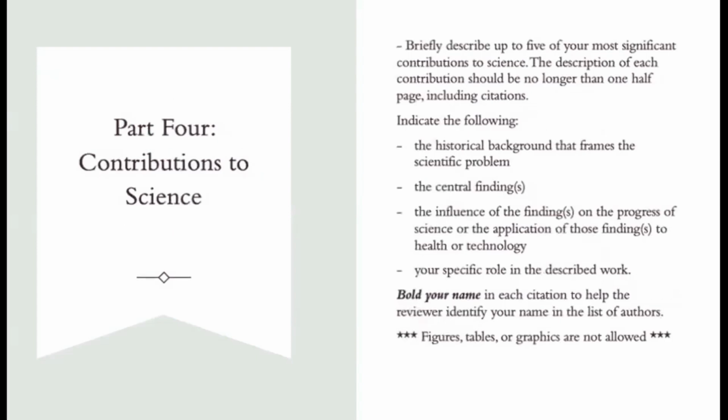In Part 4, the contributions to science, briefly describe up to 5 of your most significant contributions to science. The description of each contribution should be no longer than 1/2 page, including citations. Indicate the following: the historical background that frames the scientific problem, the central finding or findings, the influence of the findings on the progress of science or the application of those findings to health or technology, and your specific role in the described work. Bold your name in each citation to help the reviewer identify your name in the list of authors. Figures, tables, and graphics are not allowed.